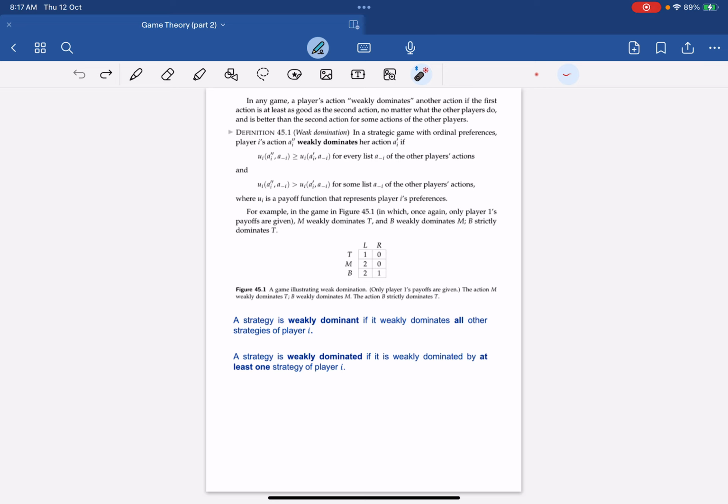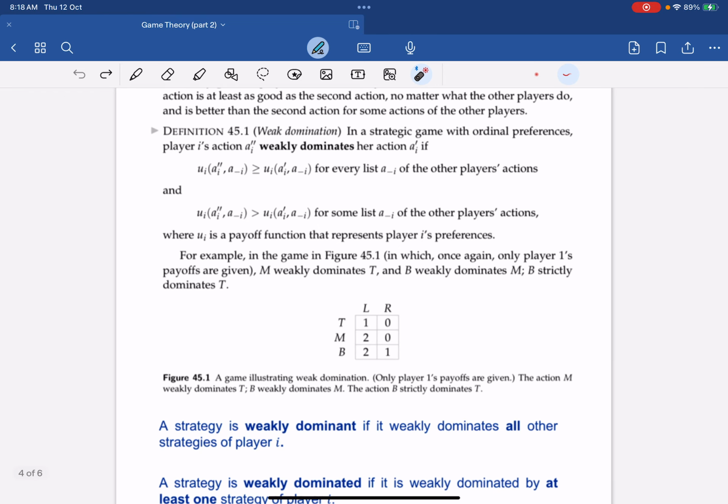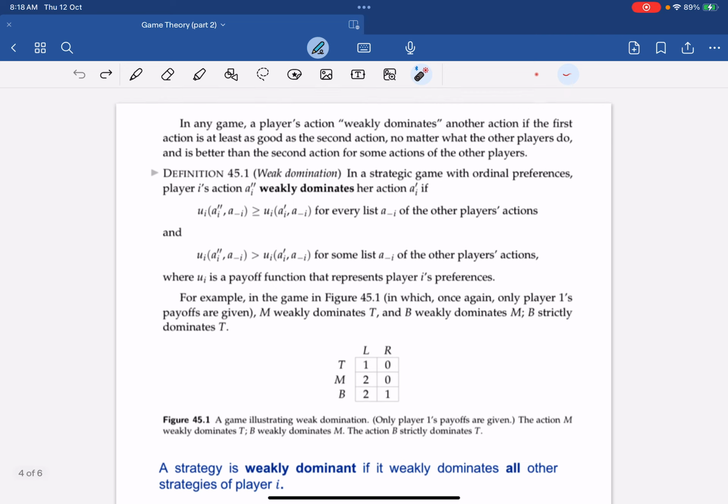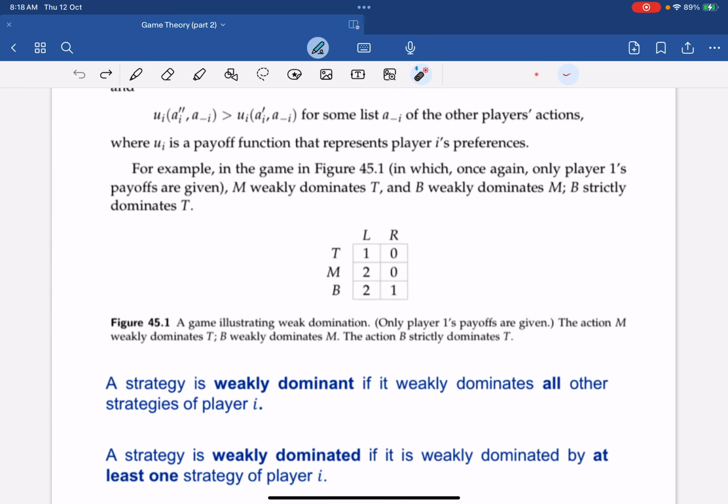And this leads us to another thing known as weak dominance. So weak dominance basically means you are strictly better or equal to any other strategy for the action, but you strictly dominate one other strategy. So you need to find one other strategy that you dominate. For example, in this case, M strictly dominates T, but only weakly dominates B. And B weakly dominates M.